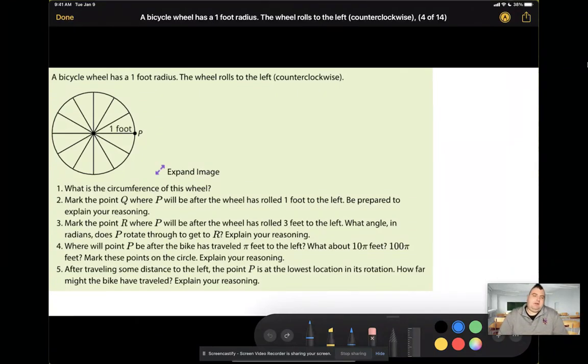Welcome back, everyone. We are up to lesson 3 of unit 6. No new lesson notes, so we're going to get right into the examples. A bicycle wheel has a 1-foot radius. The wheel rolls to the left counterclockwise.